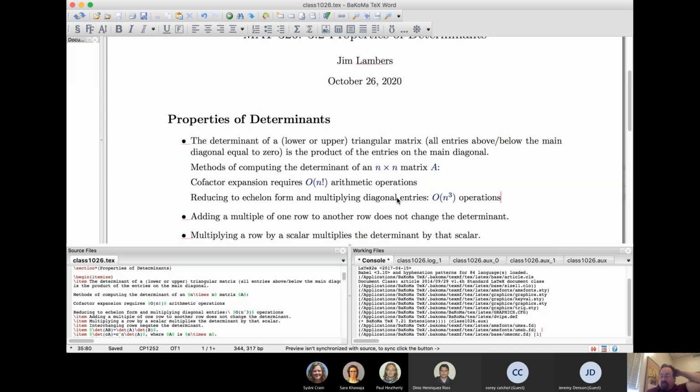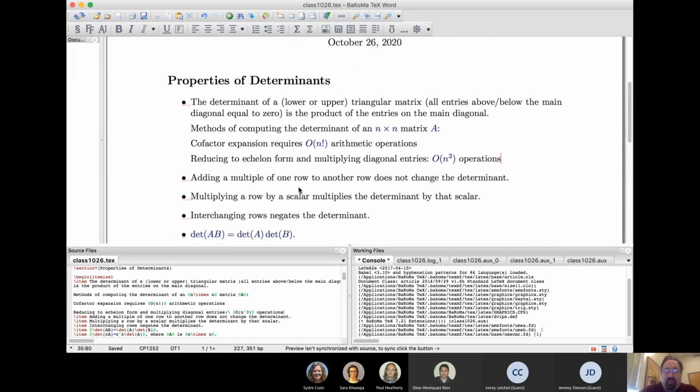So if you're trying to get the determinant by reducing a matrix to echelon form and multiplying the diagonal entries, then it's important to know, as you do row operations, does that affect the determinant? For the most important row operation for getting echelon form, adding a multiple of one row to another, no, that does not change the determinant at all. The other elementary row operations do change the determinant.